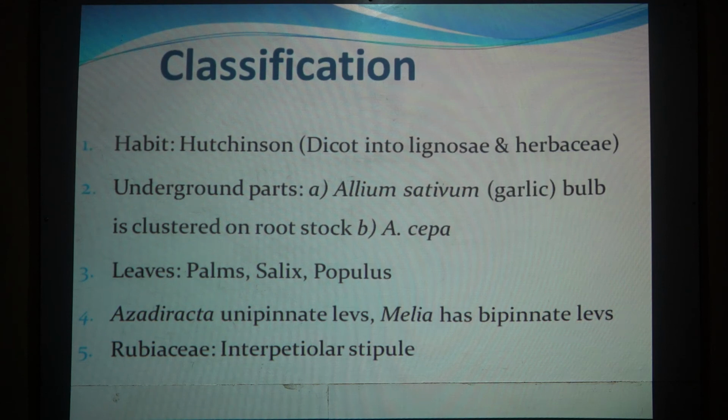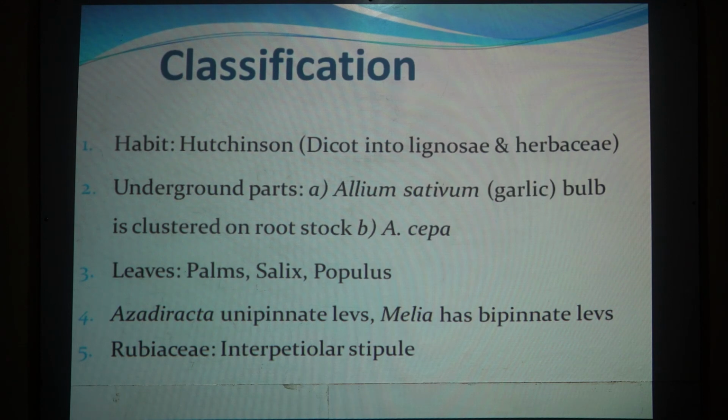So the third character is leaves. Leaves are very important for identification of different palms like foxtail palm, areca palm, fishtail palm, fan palm, and bottle palm. These are different types of palm which can be differentiated on the basis of their leaf morphology. Salix and Populus also have great variations in their leaves, and they are classified on the basis of leaf morphology. Another best example we can see is Azadirachta.